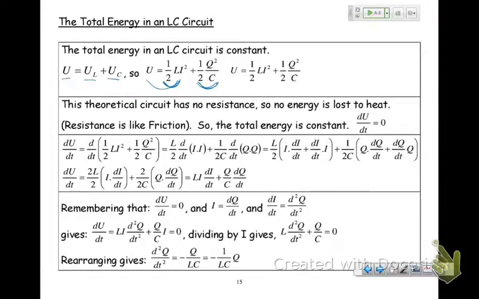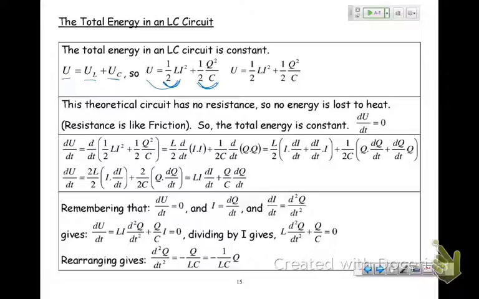So let's have a look at what we're doing now. We're just basically saying the same thing again. So that's interesting. Okay. This theoretical circuit has no resistance, so no energy is lost to heat. So total energy is constant. So the rate of change of energy, not the total energy, but the rate of change of energy is zero. It's staying at whatever value it's at.